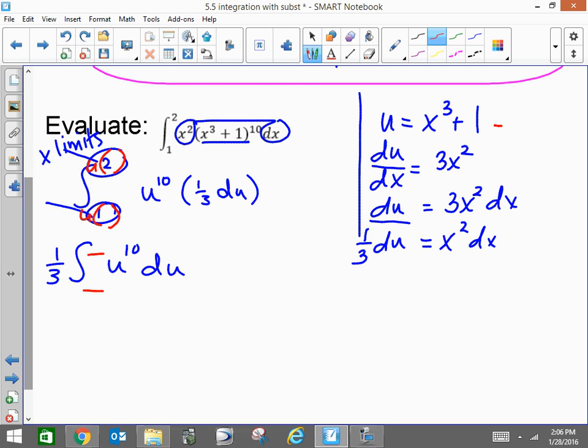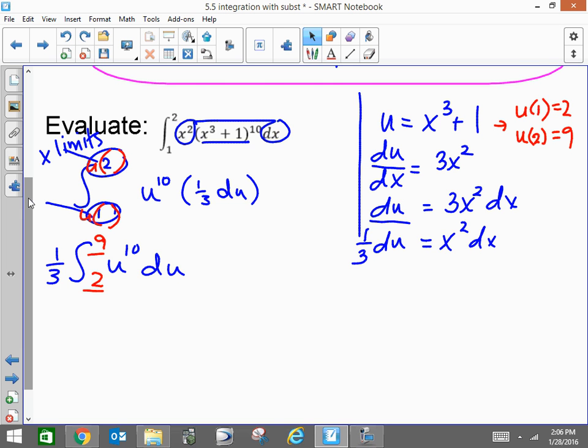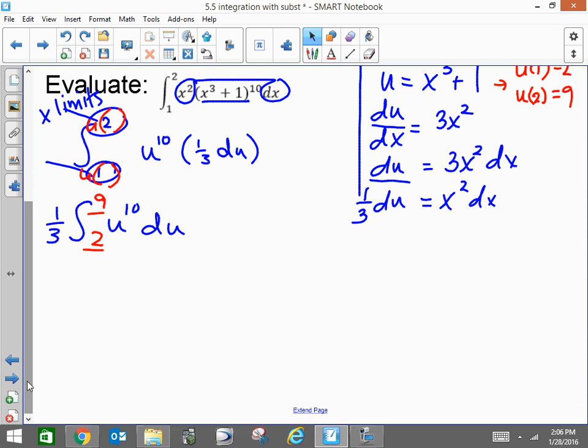So here's u. What's the u of 1? Right, that means plug in. 1 cubed plus 1 is 2. What's the other limit? 2. 2 cubed plus 1 is 9. So our new limits are 2 and 9. Now, we are not going back to x because we switched everything. We switched our thing to accommodate u. We switched our limits to accommodate u. We're good. We don't have to go back to x ever.